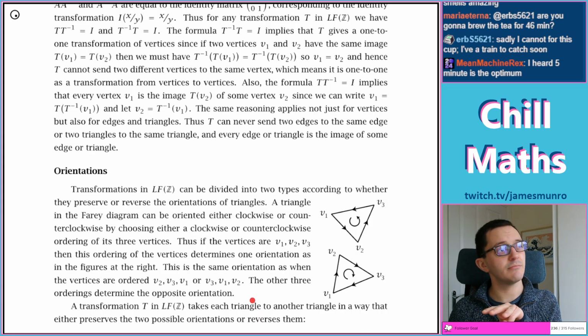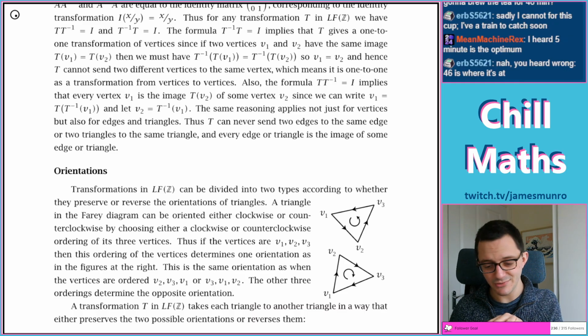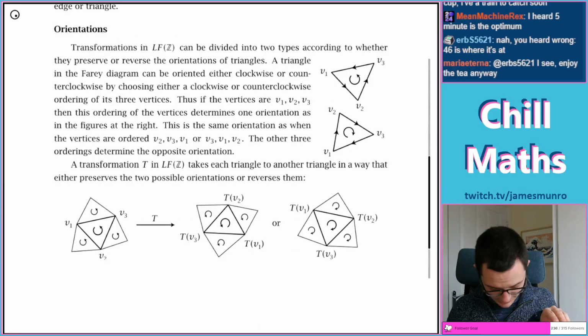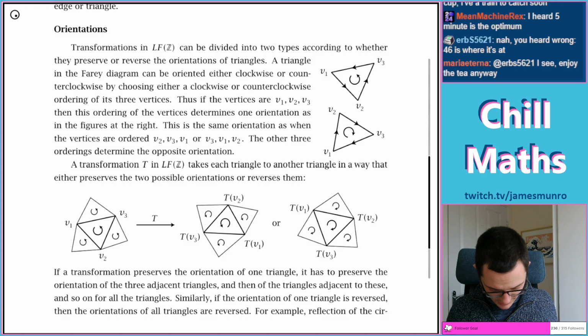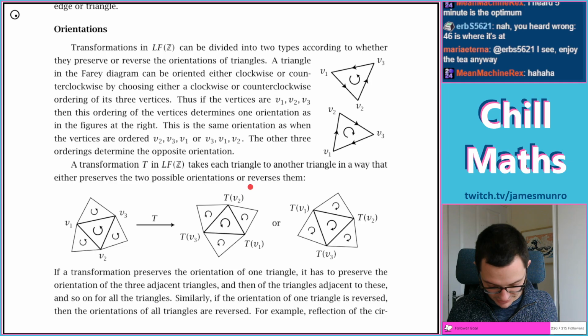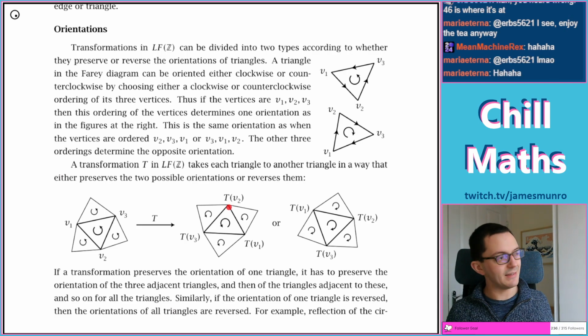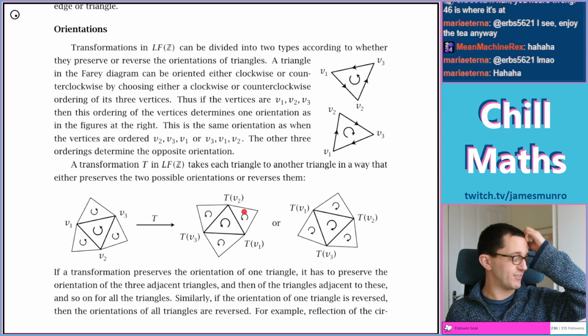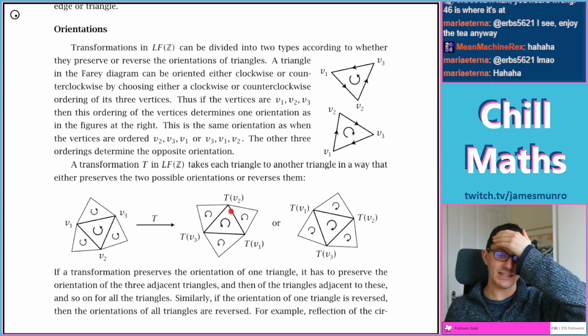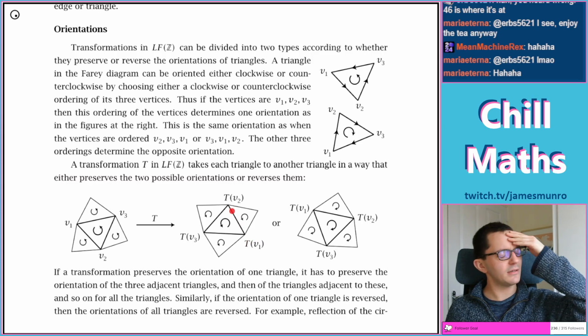What would I do? Look at the signs of differences or something between the rationals? Should be all right. Oh, look, here they are. The transformation takes each triangle to another triangle in a way that either preserves the 2 possible orientations or reverses them. So T might reverse everything or just reverse those ones. That's because the orientation of a line is going to be the same on both sides of the line. That transformation is the same, right? No.